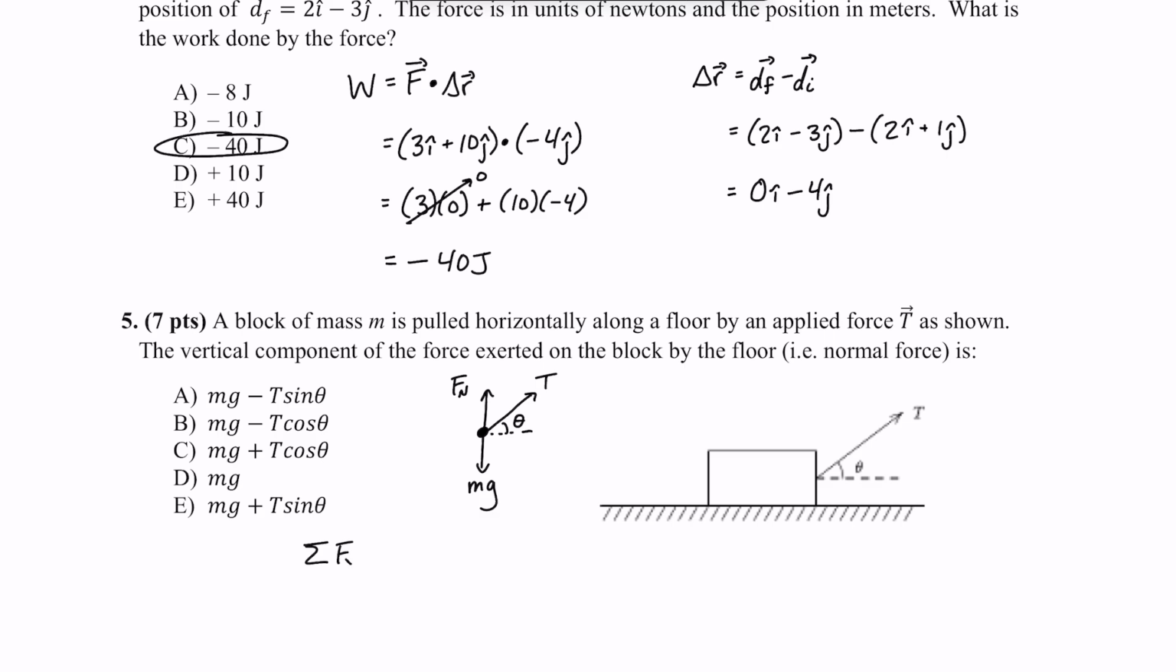We're asked about the vertical component of the force, meaning the normal force on the block, and so to solve that we need to write Newton's second law in the y direction. So we add up all of the forces in the y direction, and that will be all of our up forces, normal, and the y component of tension, minus the force due to gravity. And since the block is moving horizontally, that means it has no motion in the vertical direction, so all of these forces need to add up to 0. Solving for Fn, we see that it's equal to mg minus T sine theta, which is answer choice A.